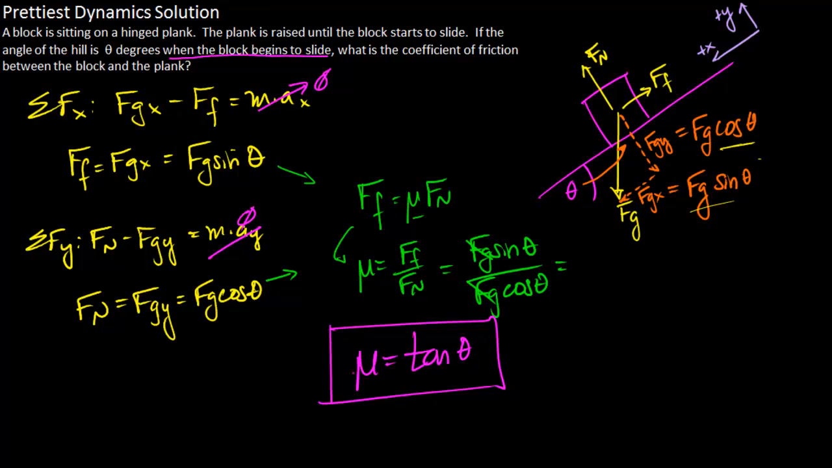That the coefficient of friction here, in this case, if we want to solve for it, doesn't depend on what planet you're on, doesn't depend on the gravitational constant, doesn't depend on your mass. It only depends on the angle of the hill. So again, a very, very pretty dynamic solution.